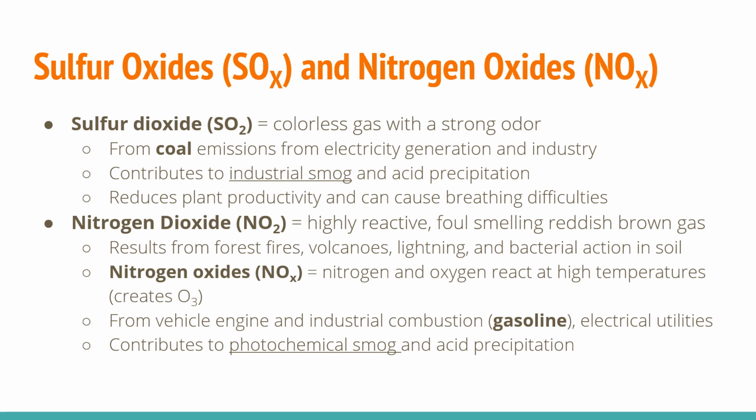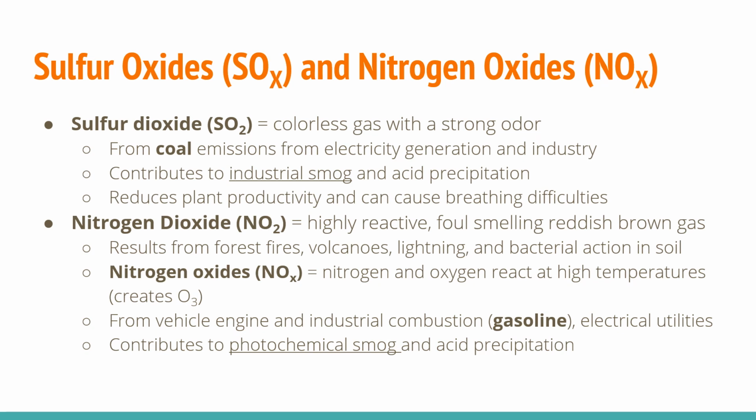This contributes to industrial smog. Industrial smog we talked about before is that gray haze over cities. And acid precipitation. So acid precipitation, that's a fancy word for acid rain. And that's because the sulfur dioxide will react with water to make sulfuric acid. It also will reduce plant productivity and can cause breathing difficulties.